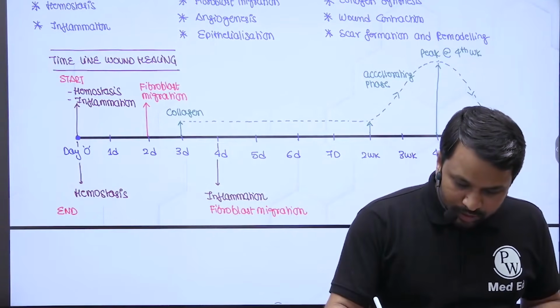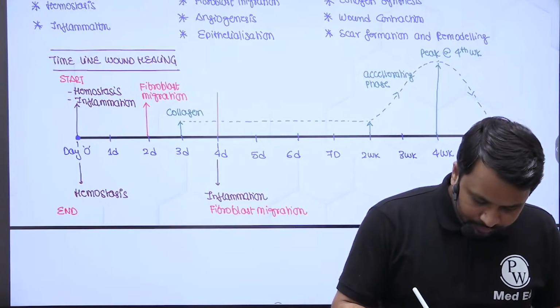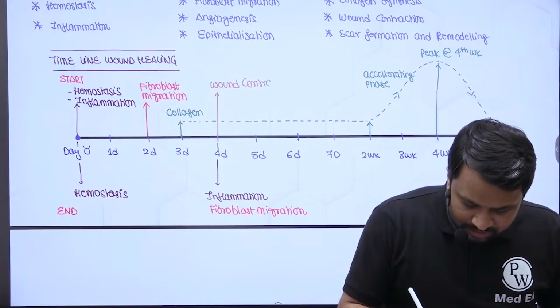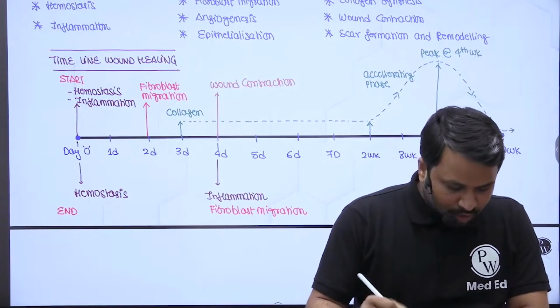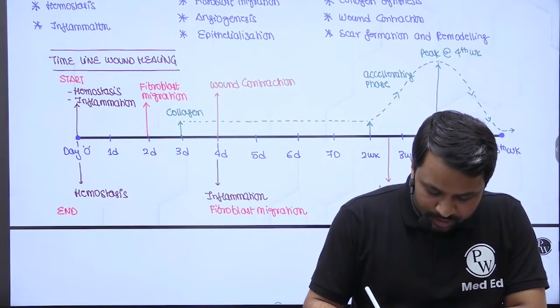On day 4, what is going to start? On day 4, you will see the wound contraction. It is the wound contraction that starts on day 4. And this is going to end anywhere between the 2nd to 3rd week, usually by the 3rd week. So the wound contraction ends.